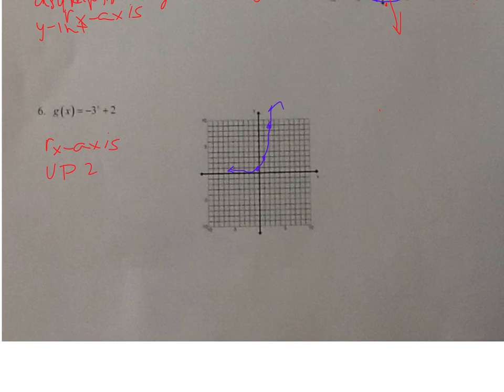So I'm going to start with (0, 1). Reflect over the x-axis, up 2. So it's down, and then back up 2. And then the next point I'm going to go from (1, 3), so it's reflection over the x-axis, which puts me at (1, negative 3), and then it's up 2. And then I'm at (2, 9), reflection over the x-axis puts me at (2, negative 9), and then it's up 2. So it looks like this.